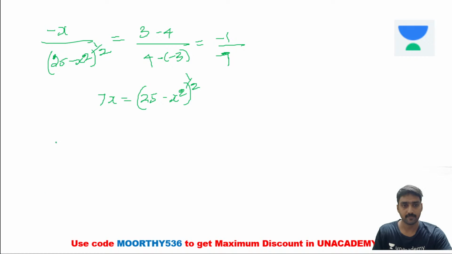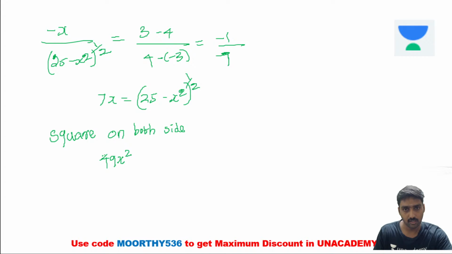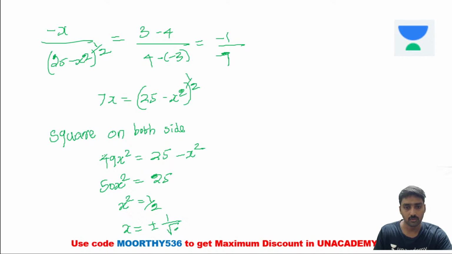Now square on both sides. If you square the values on both sides, what are we getting here? 49x square is equal to 25 minus x square. Now 50x square is equal to 25. Now x square is equal to 1 divided by 2. Now x is equal to plus or minus 1 divided by root 2.